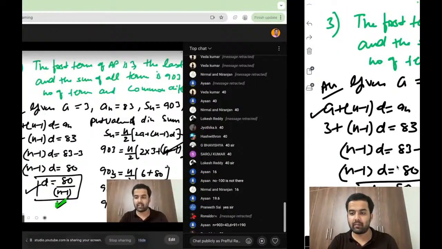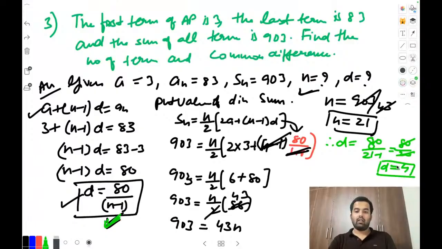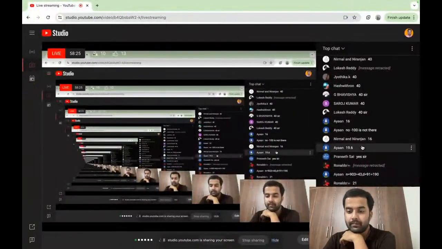Write a concluding statement properly. Yeah, I think most of your answer is correct. Yeah, n value is 21, d value is 4. Check this out. It's a total 5 marks question. You have to write a concluding statement also below. Okay, don't miss out that one part. Is it okay? All the questions were okay.